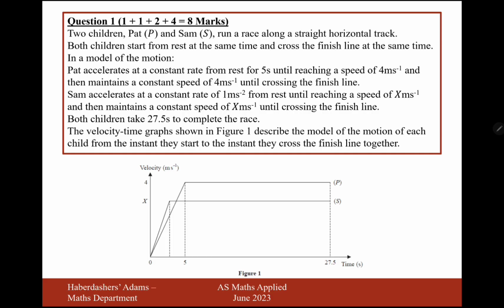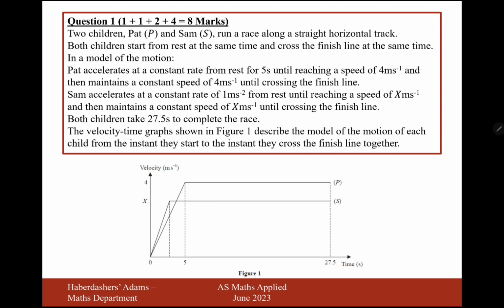So two children, Pat and Sam, run a race along a straight horizontal track. Both children start from rest at the same time and cross the finish line at the same time. In the model of the motion, Pat accelerates at a constant rate for 5 seconds, I can see that, until reaching a speed of 4 meters per second, and then maintains a constant speed of 4 meters per second until crossing the finish line.